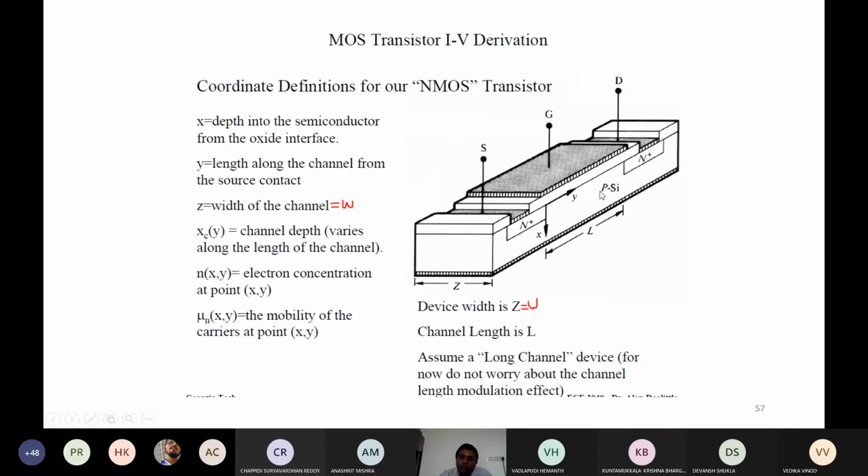So what happens? Basically, whatever xc is, it is a function of y. If we are going from x equal to 0 into the channel, here the channel is extended up to more depth. Maybe near the drain it is not up to that depth. Therefore we are also considering that xc is a function of y, the channel depth, which is varying along the y direction, or along the channel. And the electron concentration is also not the same here.